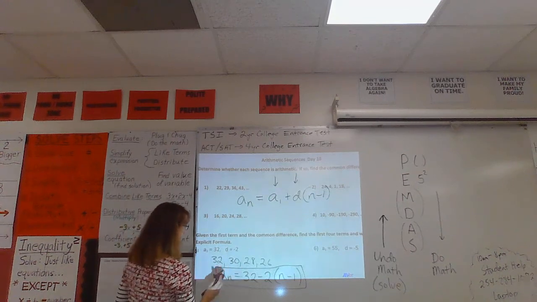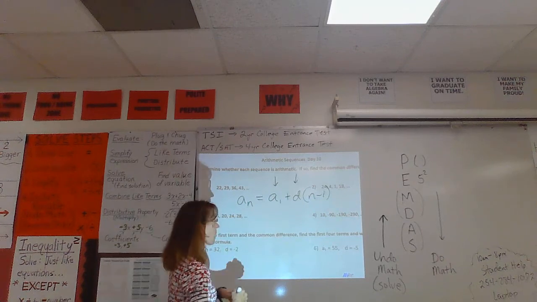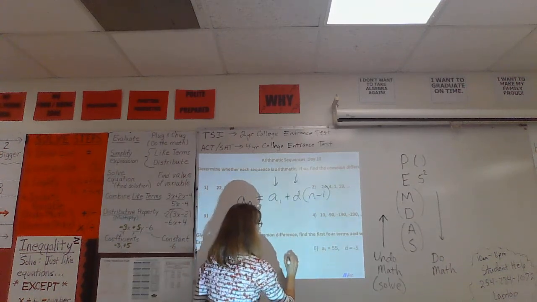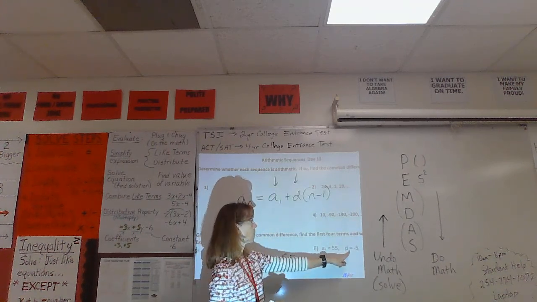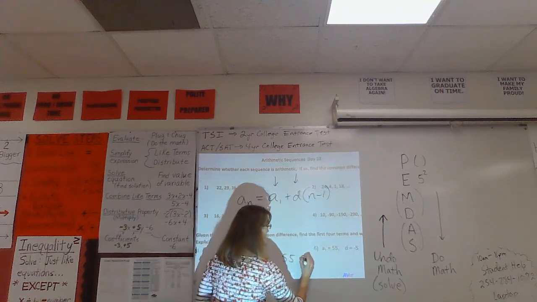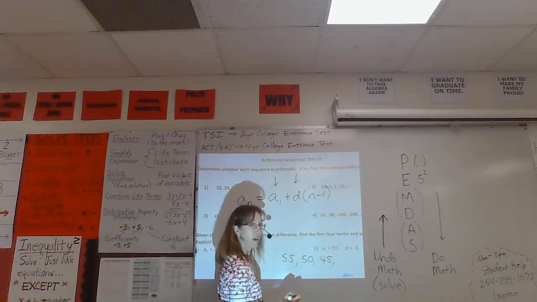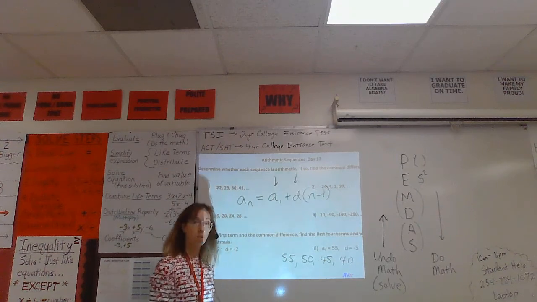All right? So, let me move this over. Number 6 says, A sub 1 is 55. A sub 1 is my first term. So 55 is the first term, comma. I want to write 4 terms. What is my D? I am subtracting 5. So 55 minus 5 is 50. 50 minus 5, 45. 45 minus 5, 40. 1, 2, 3, 4. There are my first 4 terms.